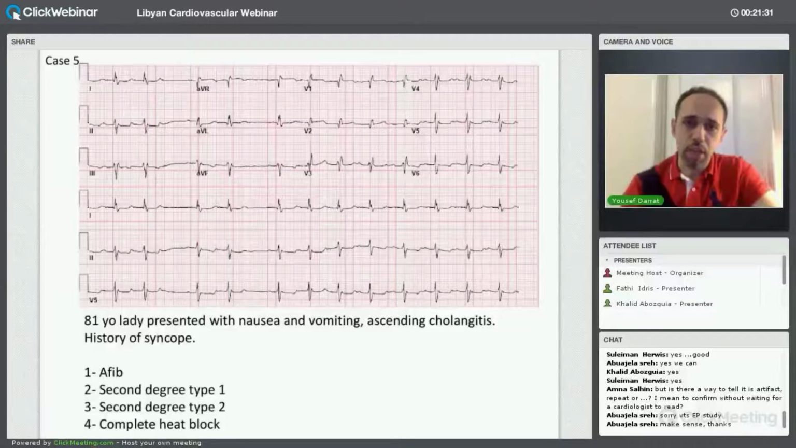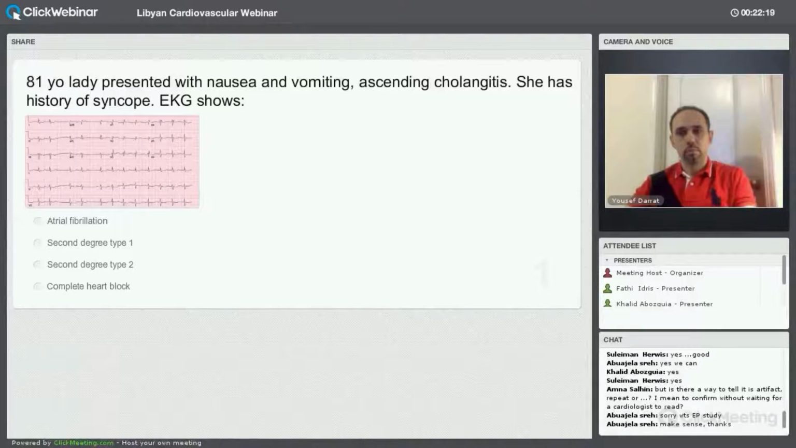What are the options? Is this AFib? Is this a second degree type 1 AV block? Is this a second degree type 2 atrioventricular block? Or is this a complete heart block?